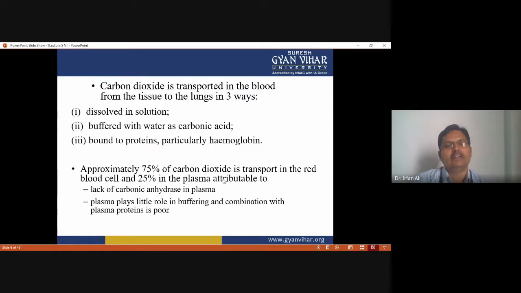This is the reason why a smaller amount of carbon dioxide is transported in the blood this way: carbonic anhydrase is absent in the plasma, and the plasma plays only a little role in buffering and in formation of compounds with plasma protein. That's why approximately 75% of carbon dioxide is transported in RBCs and only 25% in dissolved form.